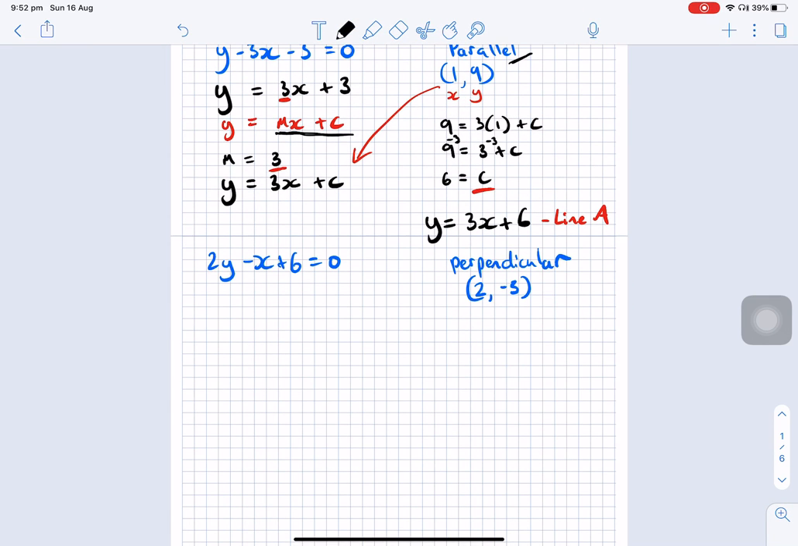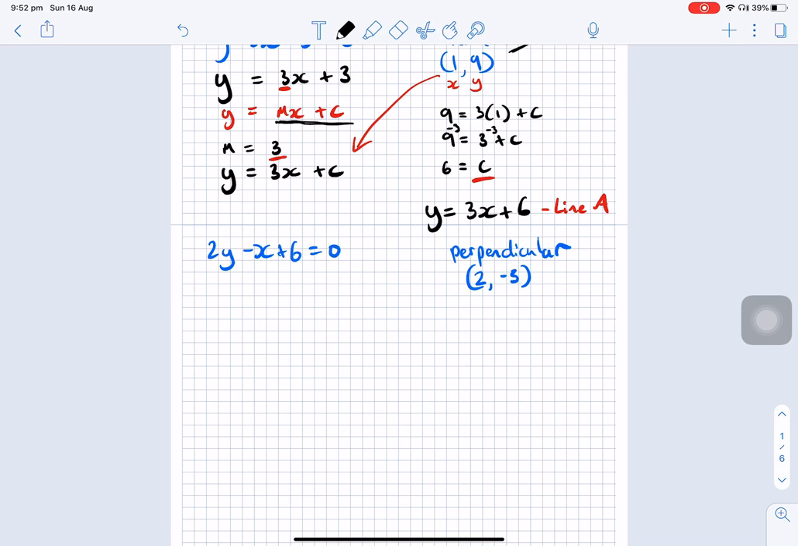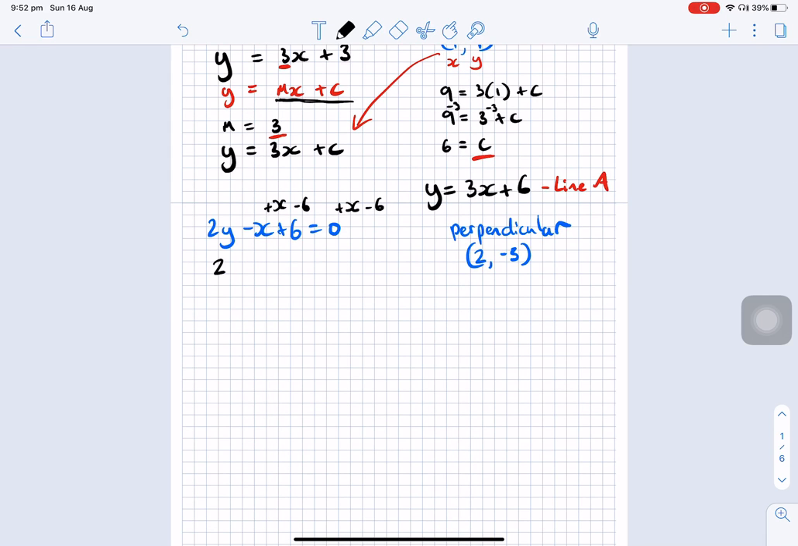Same step as before, we rearrange it so y is the subject of my equation. It's going to be a two-stage approach. We need a plus x and a minus 6 on both sides. So that will give us 2y equals x minus 6. Then we want to divide both sides by 2. That will give us y. 2y divided by 2 just gives us the 1y. Then we'll have x divided by 2.